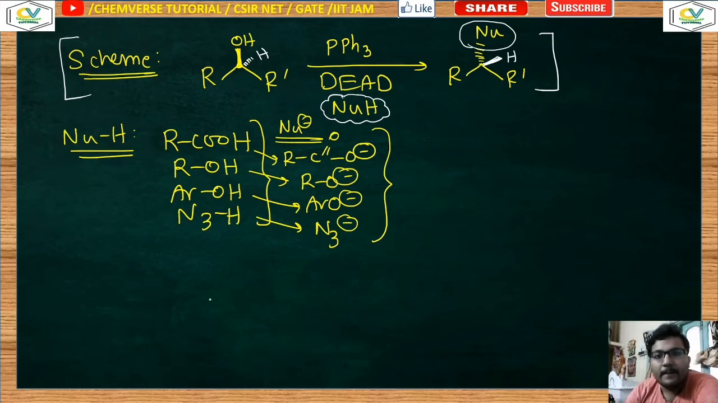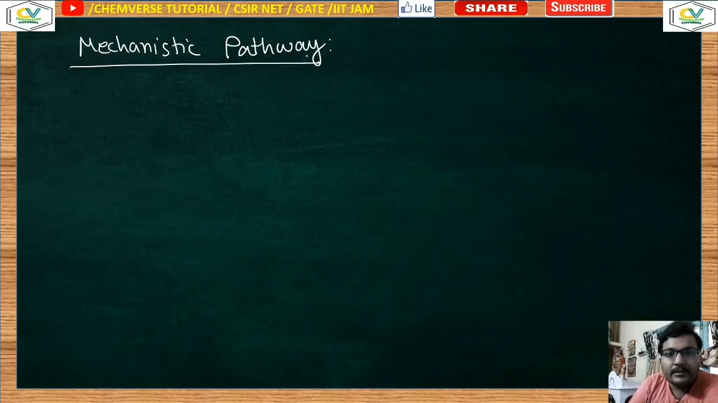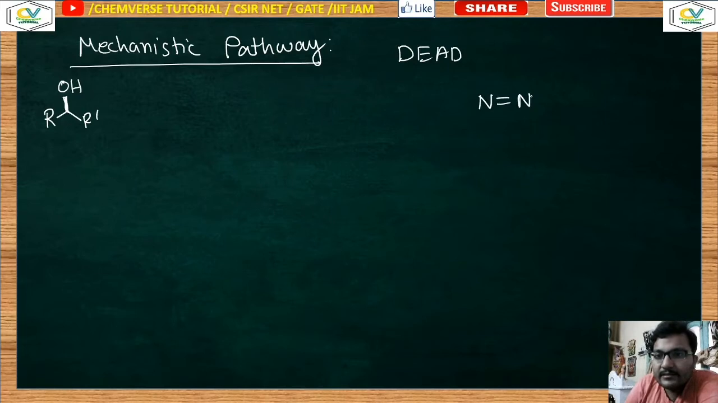Now we will move on to the mechanism of the reaction. Let's discuss the mechanistic pathway. This is your substrate molecule, and this DEAD has a structure like this: N=N with CO2Et on each side.